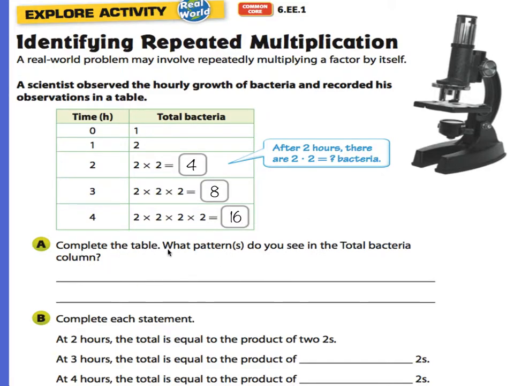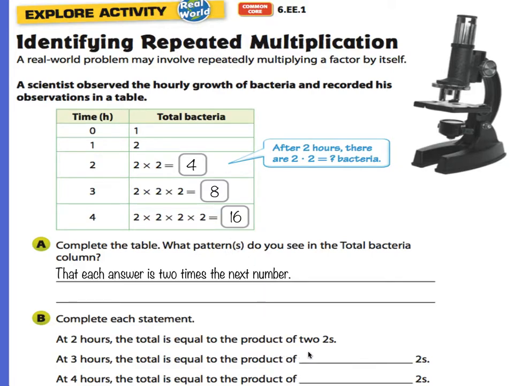So when we completed the table, what patterns did we see in the total bacteria column? Well, you should have noticed it went from 1 to 2 to 4 to 8 to 16. So what we should have noticed is that the next answer is always times 2 of the answer before it. So 2 is times 2 of 1, 4 is times 2 of 2, and so on and so forth. Essentially the next one is always double the last one.